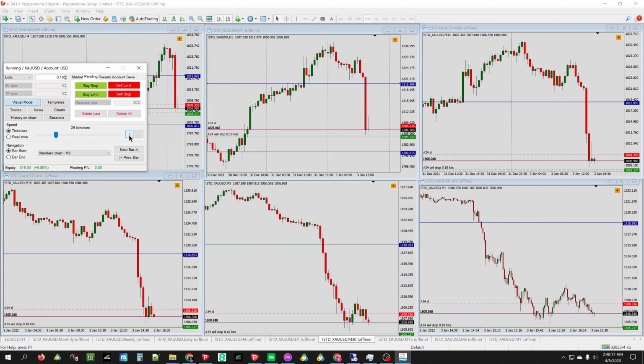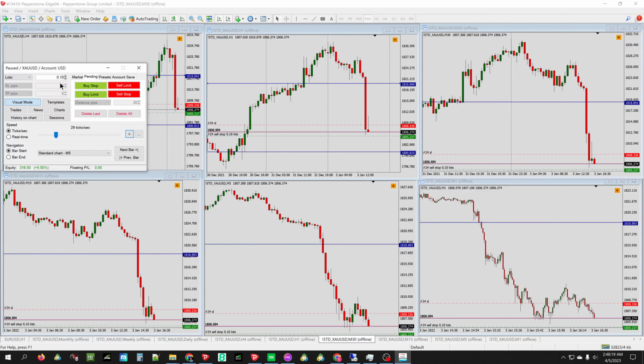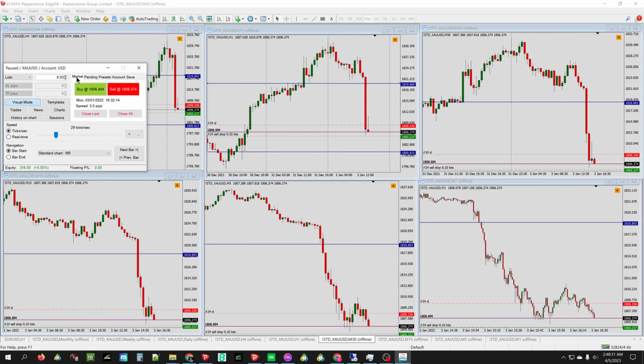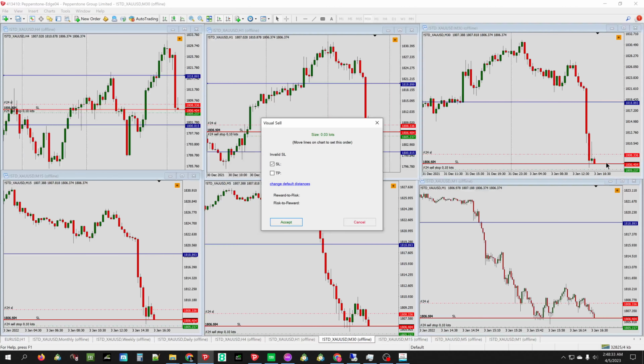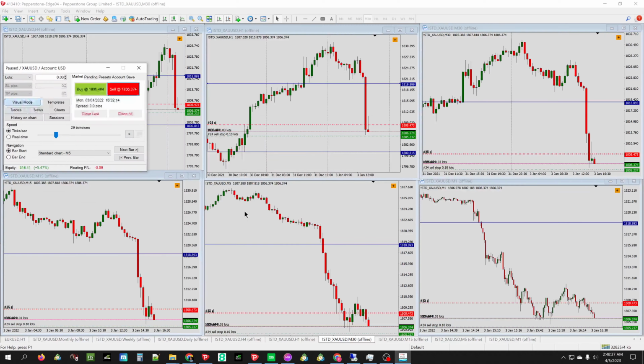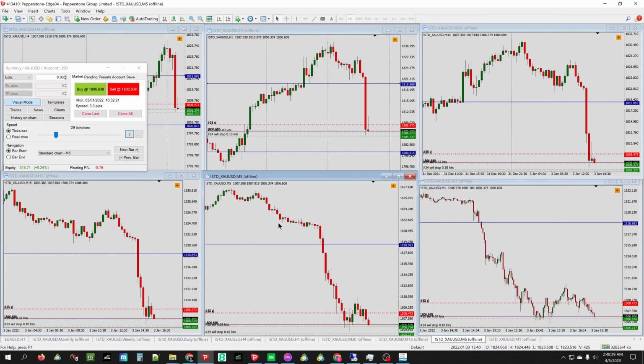So if we break below M30 candle low, I will execute a C grade setup, 0.03. This is sell, straight sell, no sell stops. Place the stop loss of 20 pips and let it run.